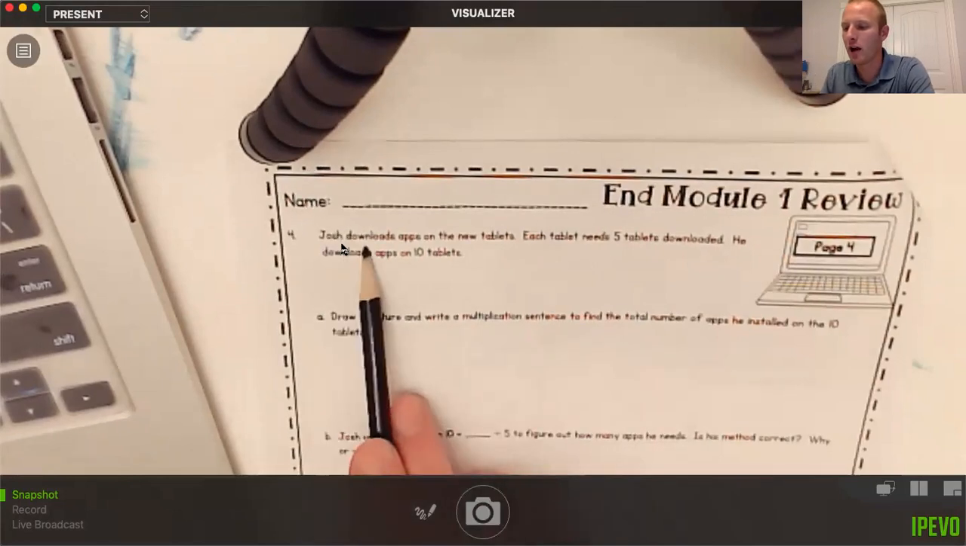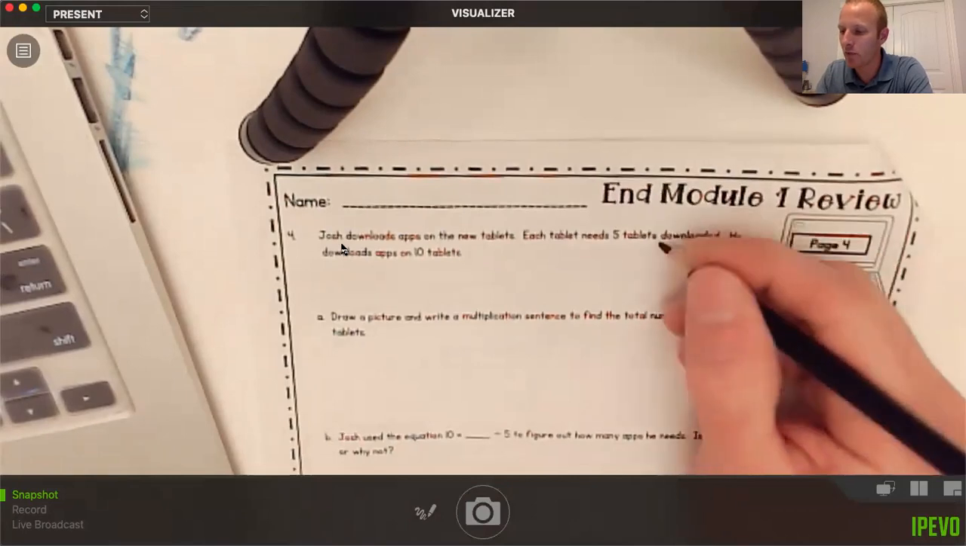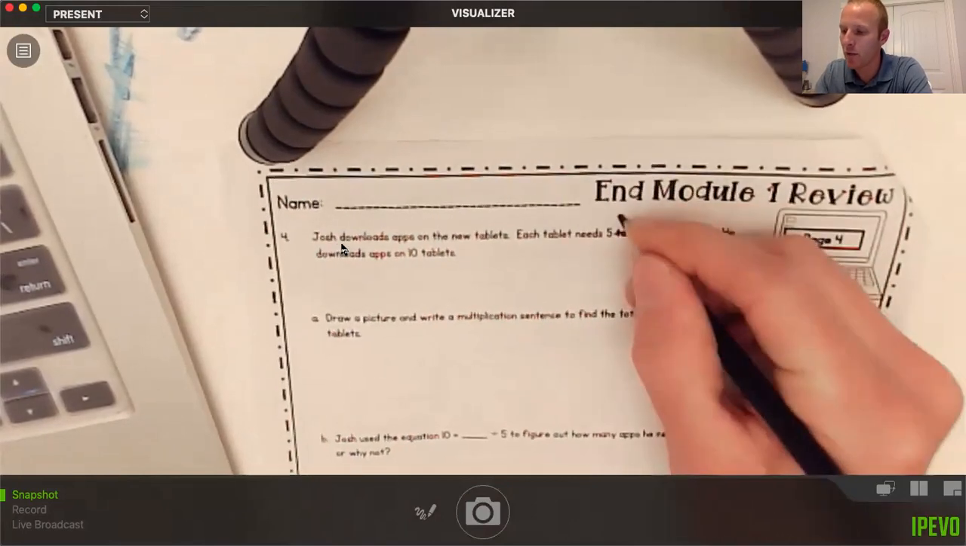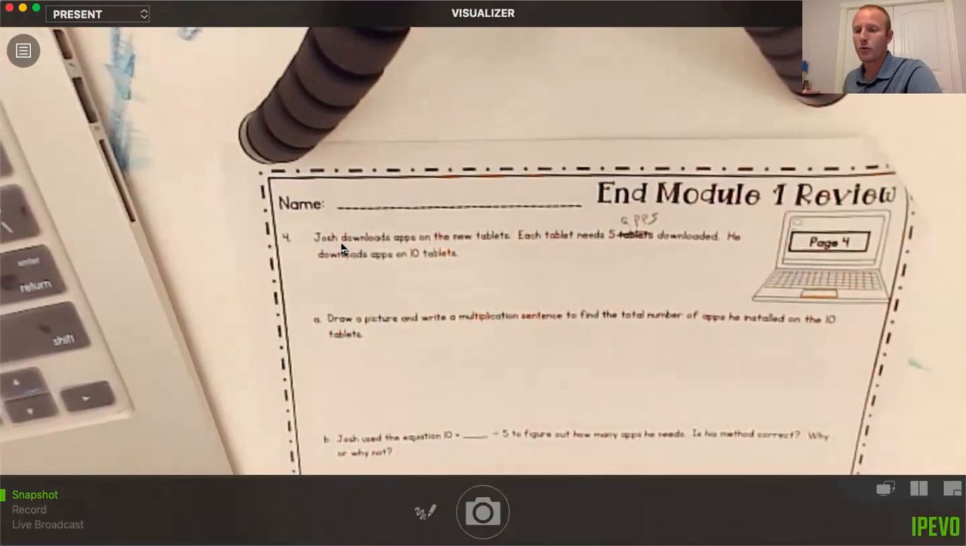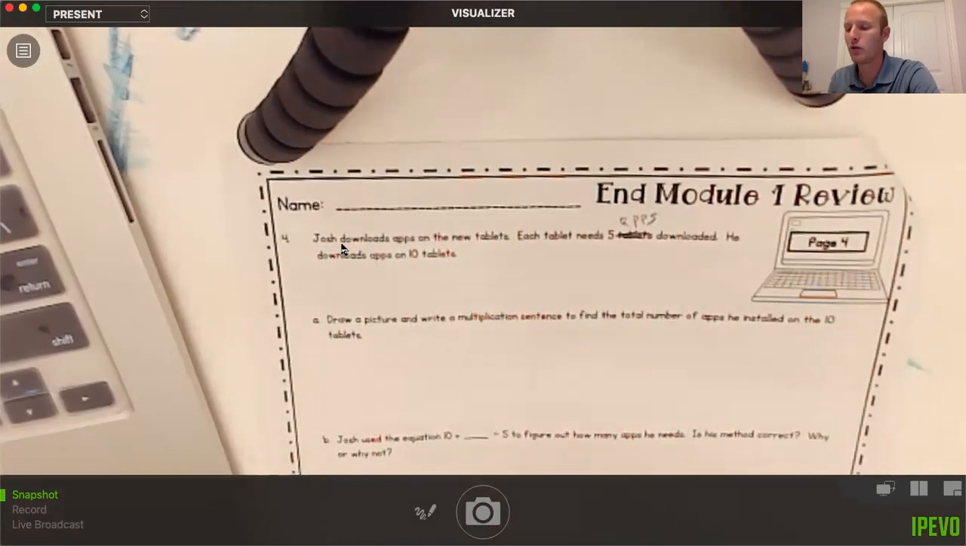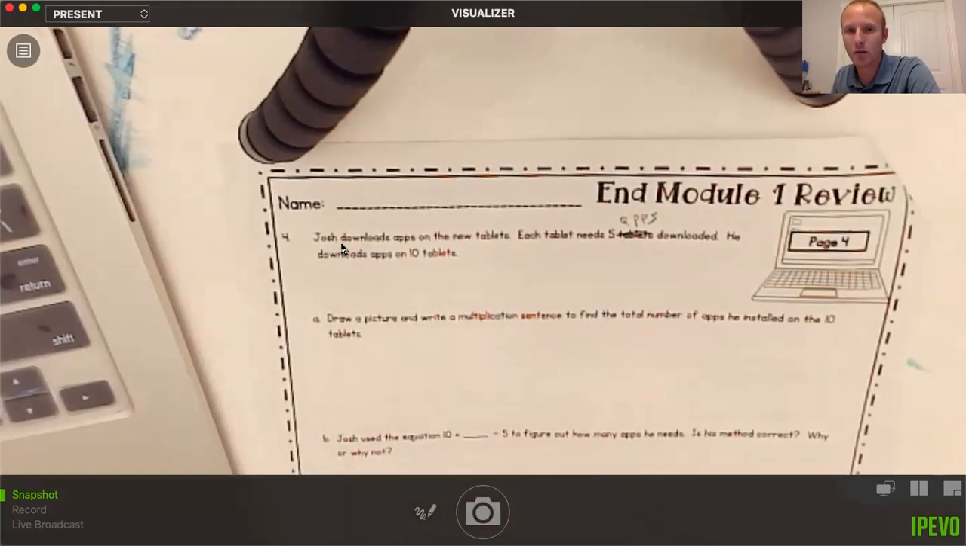Now it says Josh downloads apps on the new tablets. Each tablet needs 5, oops, they messed up here, 5 apps downloaded. He downloads the apps on 10 tablets. Now they haven't asked the question yet. They've just given you information. So there's nothing you have to do yet. Again, let's read it one more time so we understand what's happening.